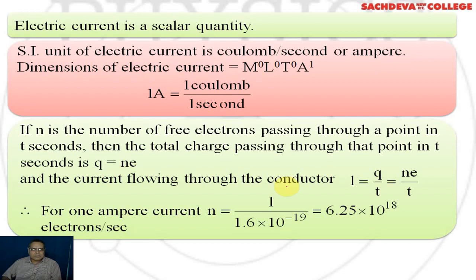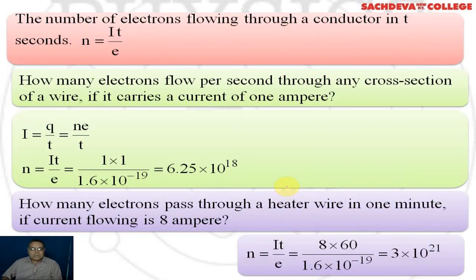So when we use the function It over e, we put in the values and we get the number of electrons. Moreover, when we speak of free electrons, we are indicating that every atom of that conductor has an outer shell, and the electrons present in that outer shell are the free electrons or the valence electrons. The number of electrons flowing through a conductor in t seconds is given by n is equal to It over e, and if we compute with I as 1 ampere, t as 1 second, and e the electronic charge, then the number of electrons can be calculated.